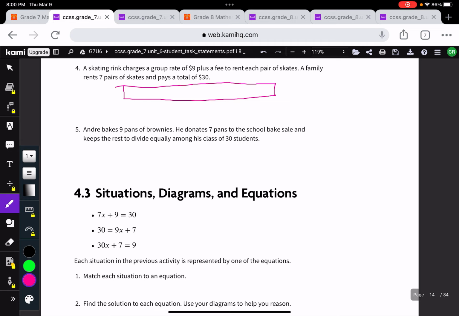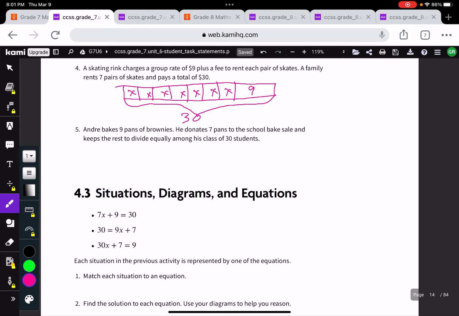Plus a fee to rent each pair of skates. A family rents 7 pairs of skates. So we don't know how much skates cost. So there's 1, 2, 3, 4, 5, 6, 1, 2, 3, 4, 5, 6, 7. All those X's are the cost of a skate, plus the $9 for the group. All of that's going to equal 30.